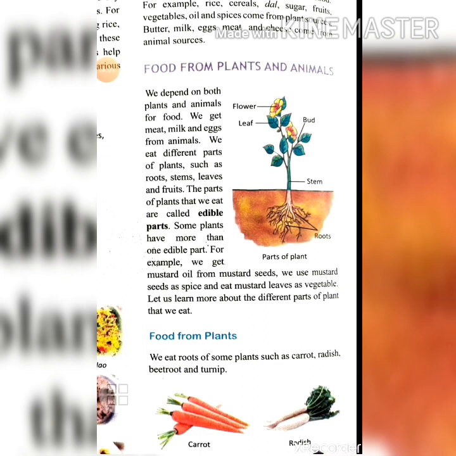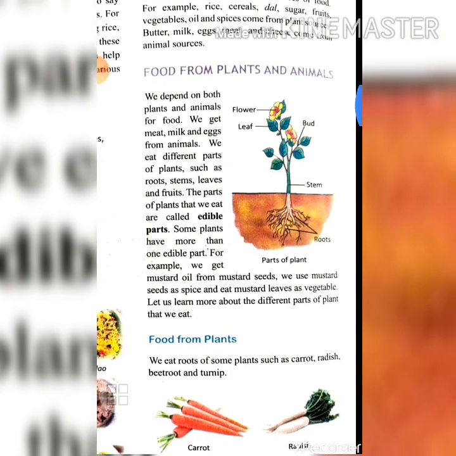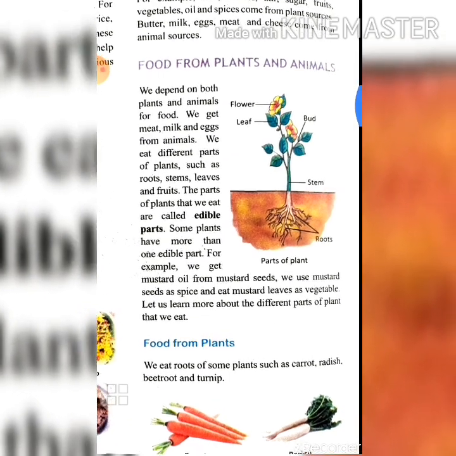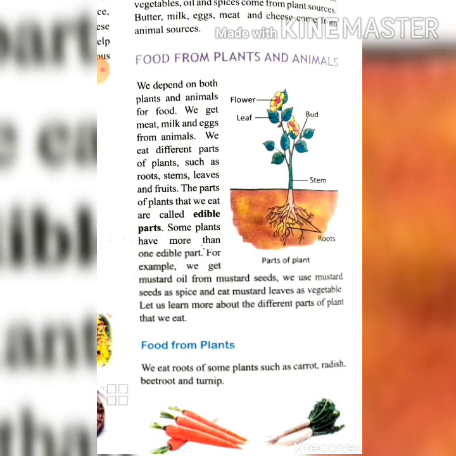Now the second portion is food from plants and animals. In order to survive, we human beings depend on plants and animals for food. Animals provide food in form of milk, meat, eggs, honey, oil. And plants, you can see there are various parts of plant which are helpful for human beings. How? They can be eaten, they can be cooked, and the human beings can fill their stomach. So this way all the parts of the plants are useful to human beings.